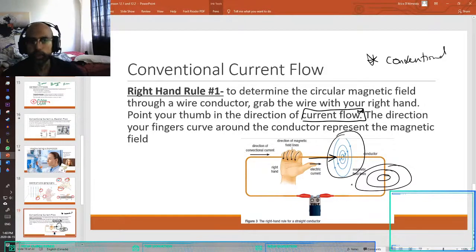The magnetic field. Another thing to remember here is that the magnetic field is going to be 90 degrees to the direction of the current flow, and also 90 degrees to the force. Okay.